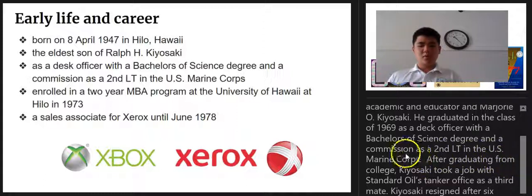and a commission as a second lieutenant in the U.S. Marine Corps. After graduating from college, Kiyosaki took a job with Standard Oil Tanker Office as the third mate.